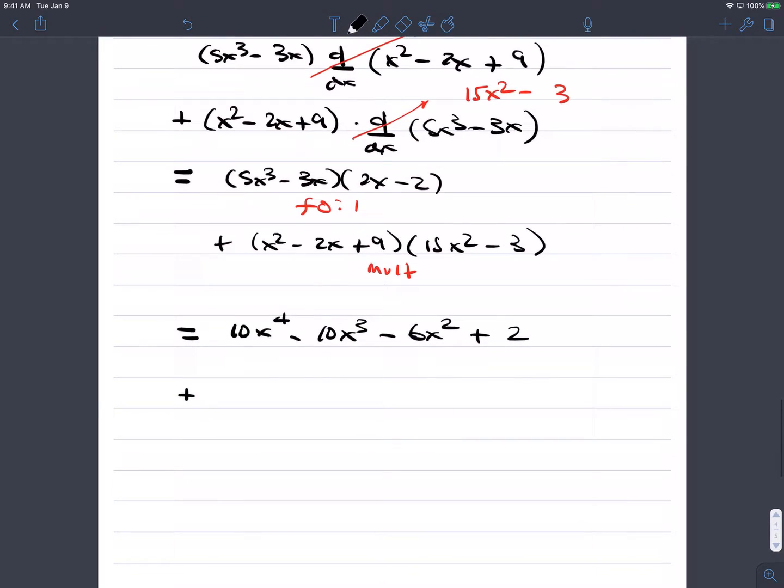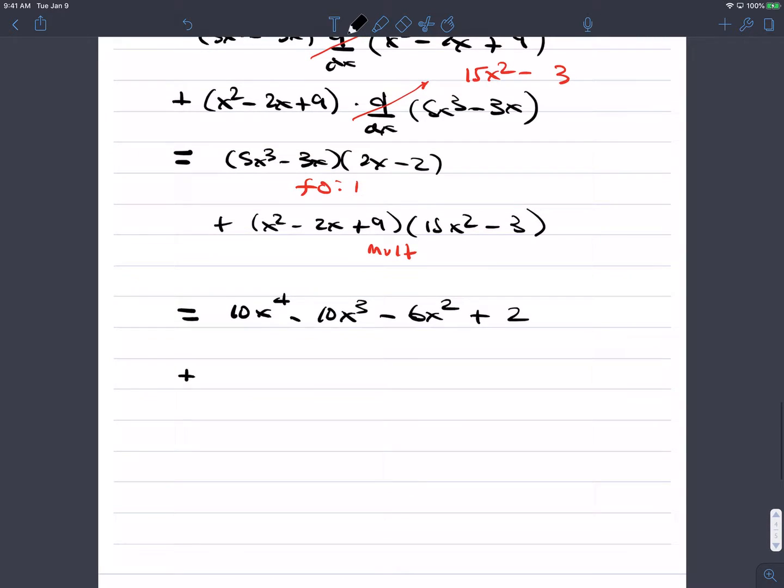Now let's do the same for the next product here. So I'm going to take this 15x squared and multiply by everything here. So you're now going to get 15x to the 4th, looks like, minus 30x cubed. And then 9 times 15, it's 90 plus 45. It looks like it'll be 135x squared. So you could double check that work.